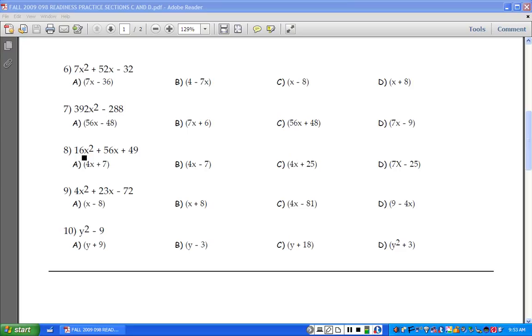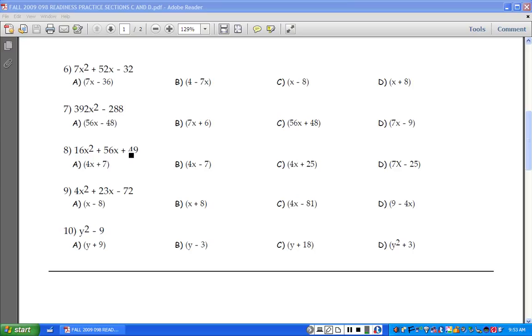Okay, so after 8, you try your 4. 4 goes into 16, 4 goes into 56, but 4 does not go into 49. Okay, then you try your 2. 2 goes into 16, 2 goes into 56, 2 does not go into 49. So we can't pull anything out here.